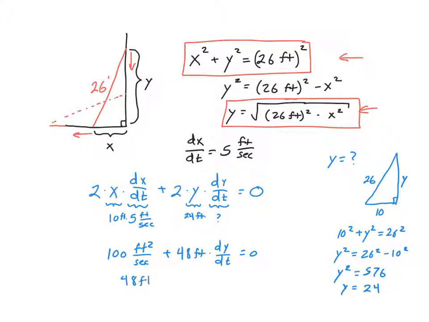48 feet times dy/dt is negative 100 feet squared per second. And then I'll divide both sides by 48 feet. So my end result will be dy/dt will be negative 100 divided by 48. And the units on that will be, on the right-hand side I had feet squared per second, and then I'm dividing by 48 feet, so it'll be feet per second.